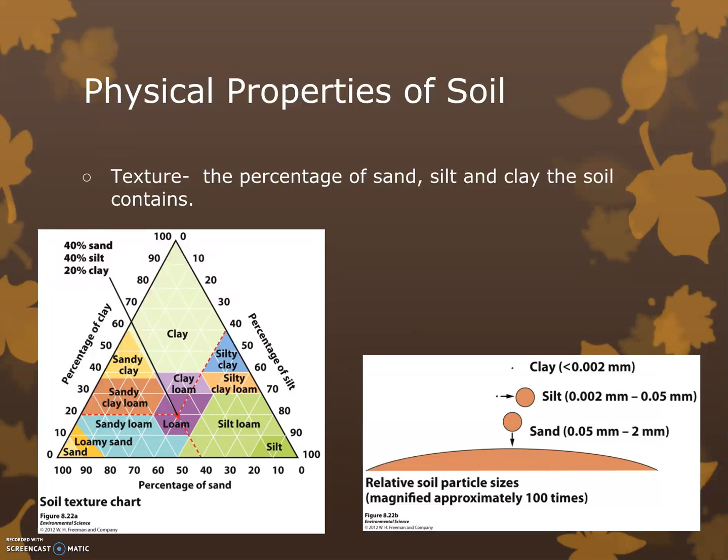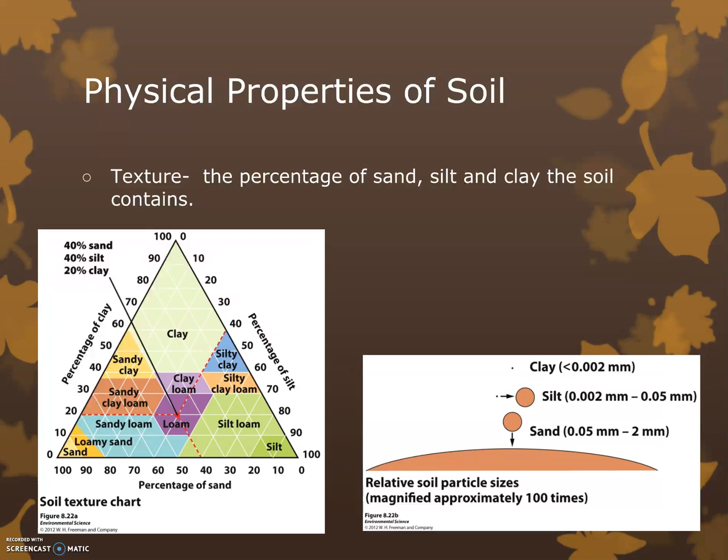We need enough sand to allow water to move through. Clay doesn't allow water to move through, but then clay also holds on to nutrients. Silt is sort of that in-between area. That's good just for both ends of it.